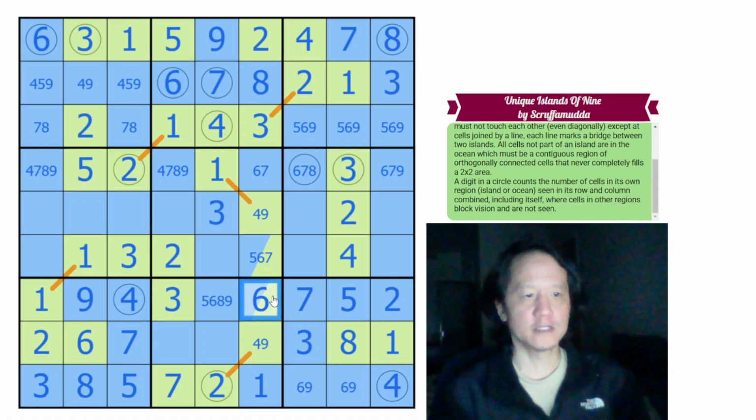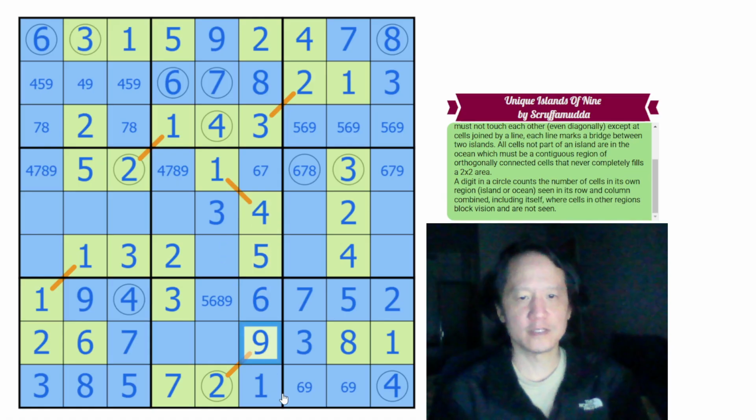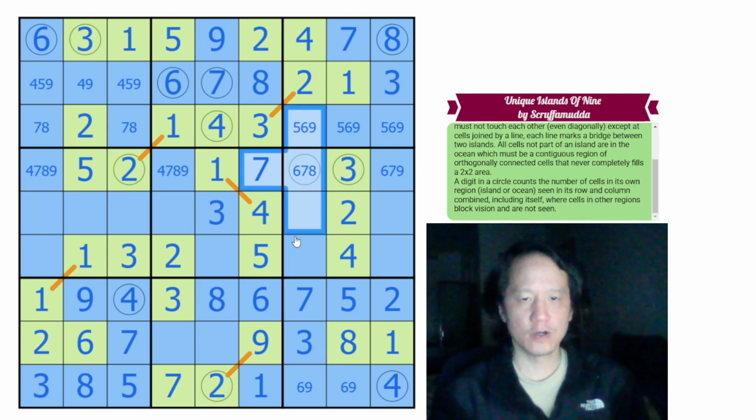Since this is 6, these two cannot add up to 9. Therefore, this is not an island, so this is ocean, which makes this not ocean, so this has to be an island. Which makes this 5, 4, and this has to be 9. This can't be 5, 6, or 9, so it makes that 8. This can't be 6, so this is 7. This sees 1, 2, 3, 4, 5, 6, 7, 8 cells. So this is 8. It's a cell.